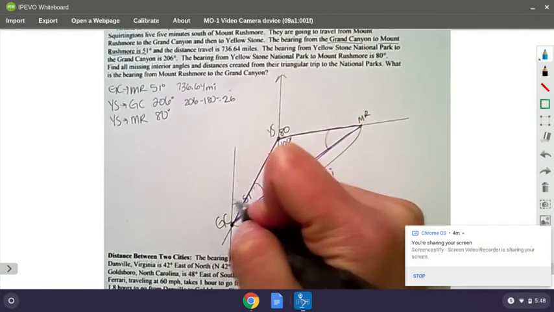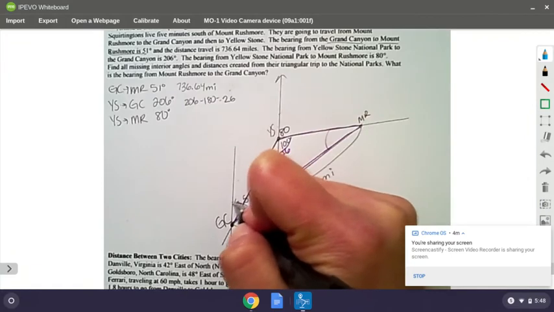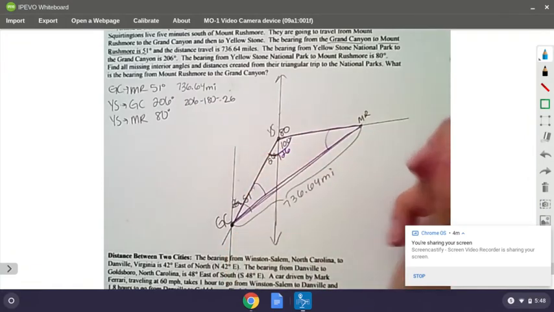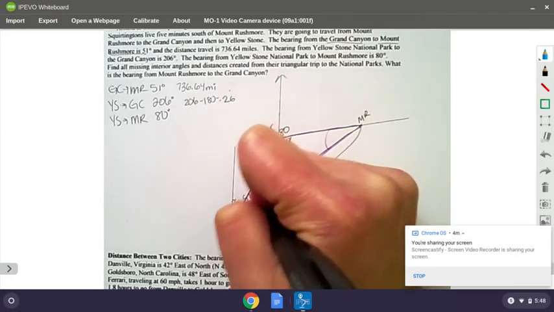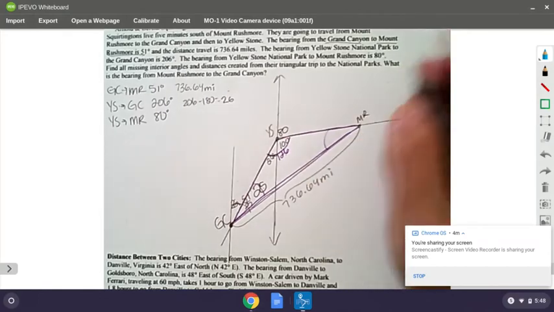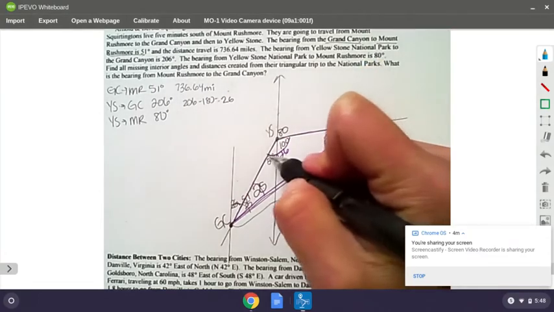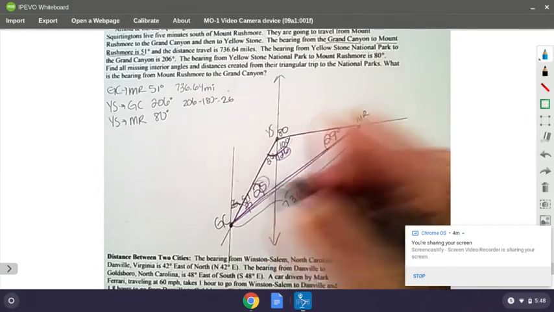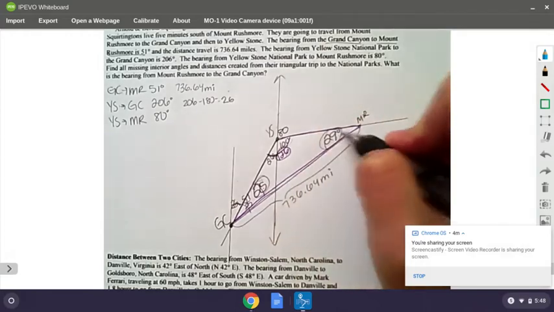So if this whole thing is 51, notice this one's 26, so this one and this one are both 26 because they are alternate interior. So if this one's 26, then this one's going to be 25. So this angle is 25 degrees, and then you can do 25 and 126 from 180 to get that this one's 29. Okay, so I have all interior angles. I have 29, I have 25, I have 126, I have 25, I have 29.